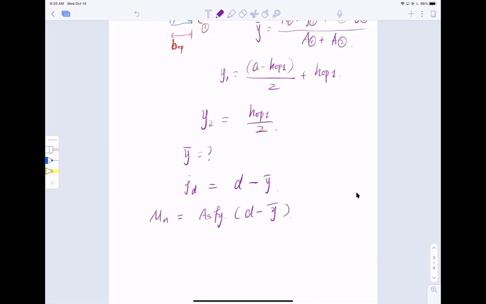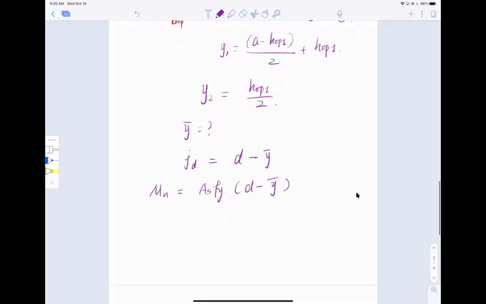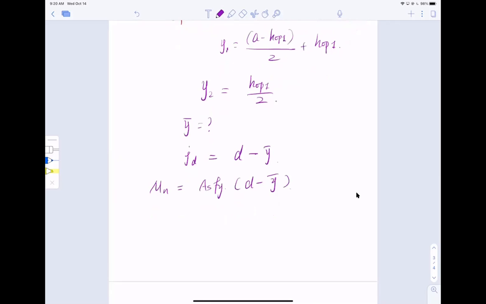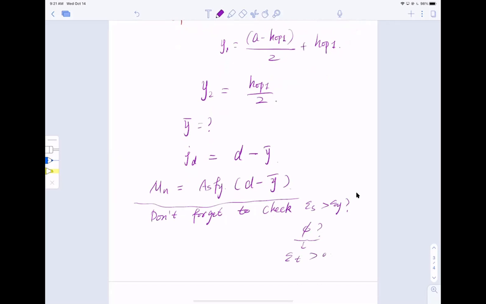Pretty simple. But this is the moment capacity. Don't forget to check first whether epsilon s is bigger than epsilon y or not, and also phi, the strength reduction factor. To check phi, meaning to check if epsilon t is bigger than 0.005 or not.